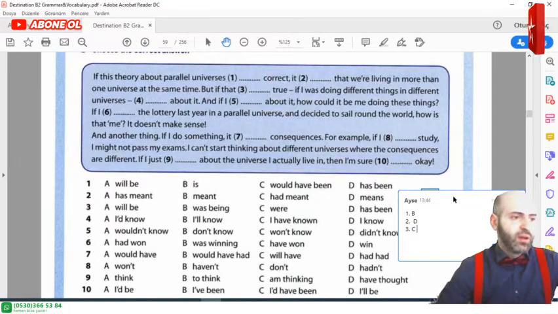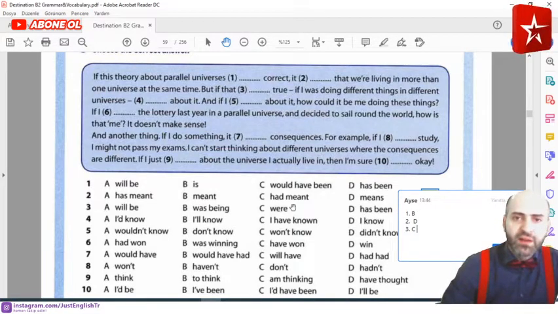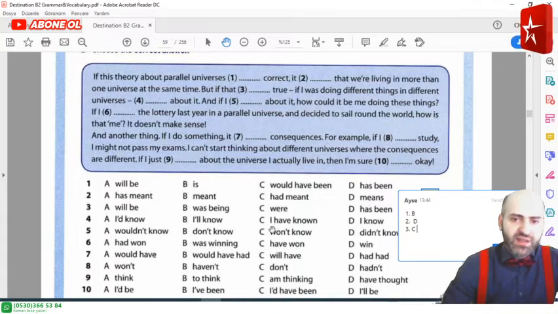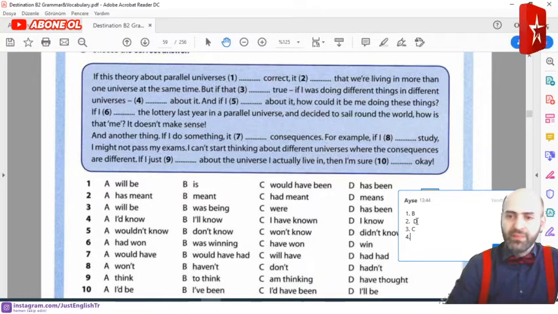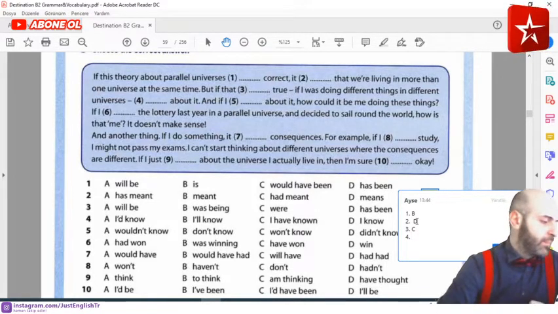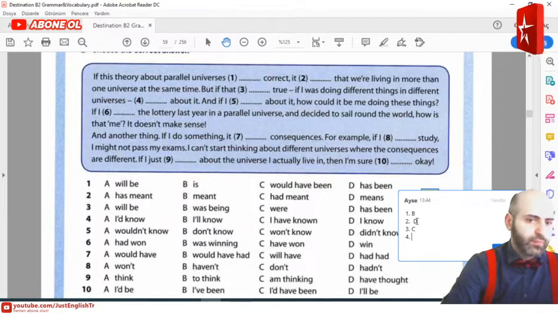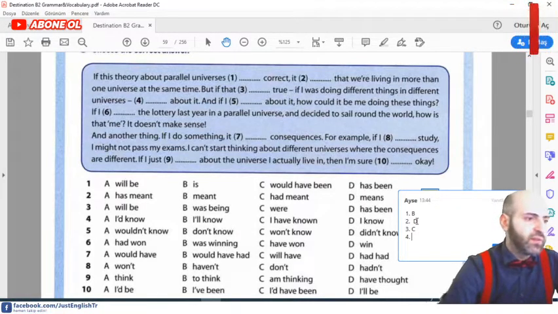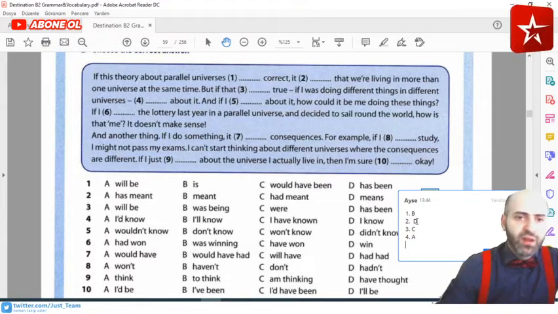Okay, let's see number 4. Irina and Aisha, also you're correct. If I was doing different things in different universes, I would know about it, I will know about it, I have known, or I know about it. Which one do you think we need for number 4, guys? Irina and Vanya say A, and you are correct, guys. We definitely need A for this one.